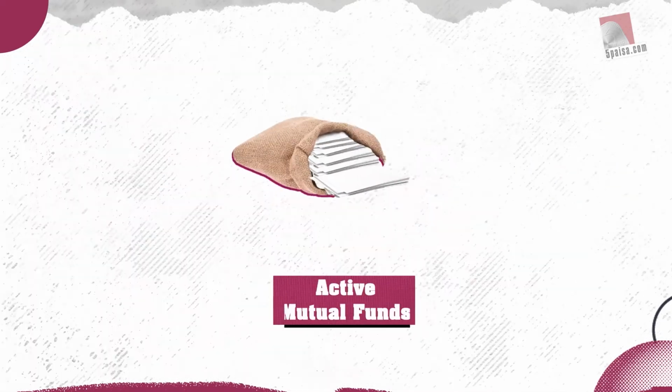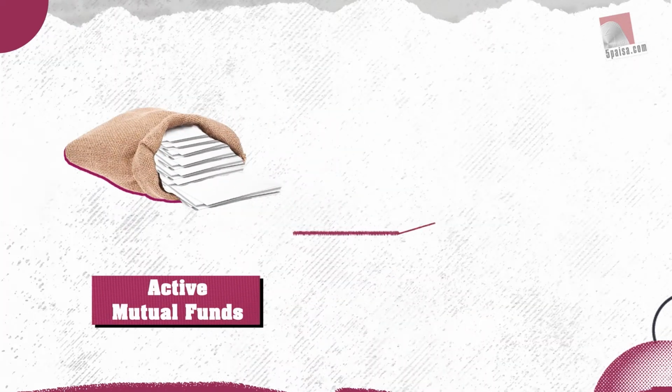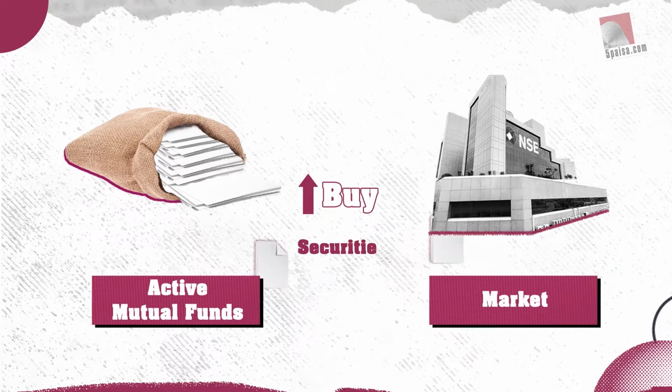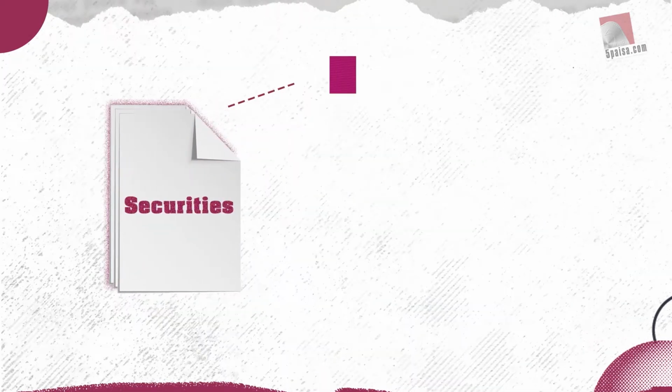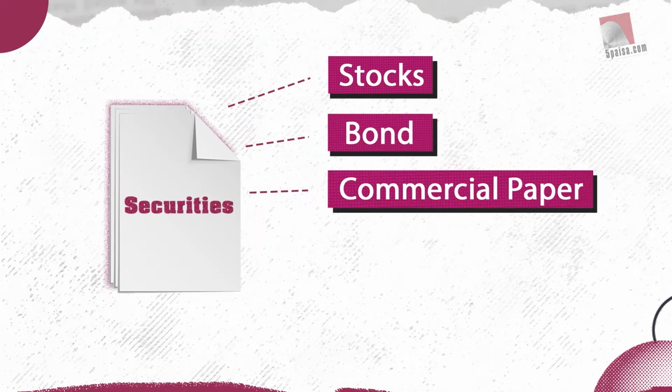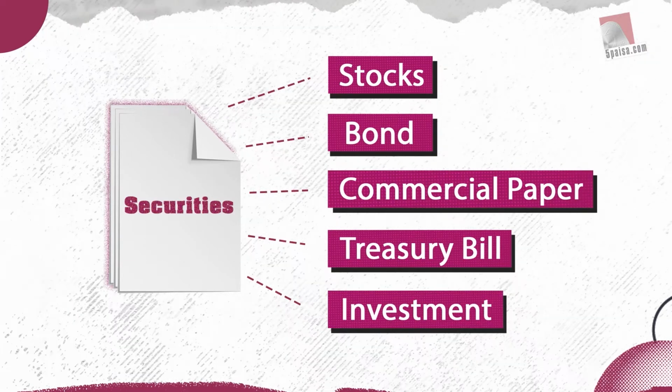Active mutual funds are the type of mutual funds that actively buy and sell securities in the market. These securities can be stocks, bonds, commercial paper, treasury bills, etc. These types of funds actively try to trade in these securities to generate an alpha, which means to generate higher returns than an index. And to do this, the active mutual fund has a portfolio manager.